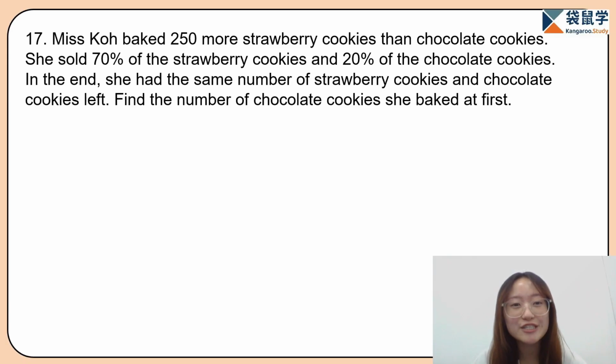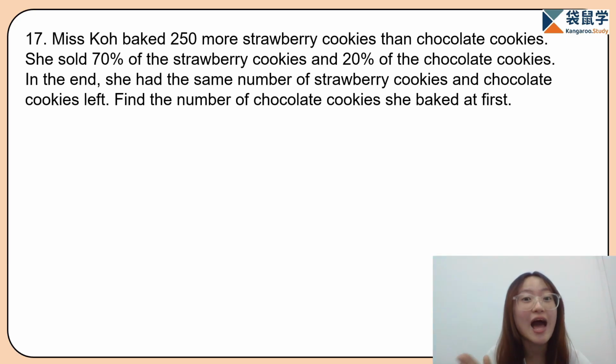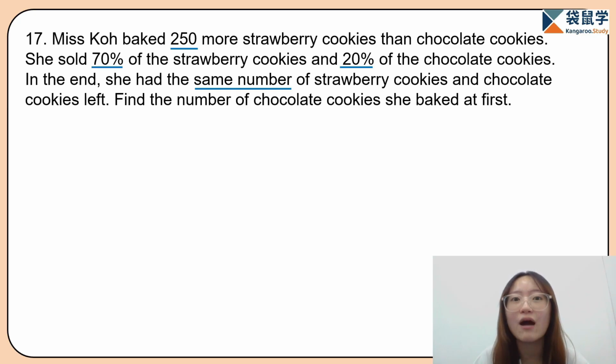Miss Ko baked 250 more strawberry cookies than chocolate cookies. So we are given an exact value here, 250. We need to underline. She sold 70% of the strawberry cookies and 20% of the chocolate cookies. In the end, she had the same number of strawberry cookies and chocolate cookies left. Find the number of chocolate cookies she baked at first.